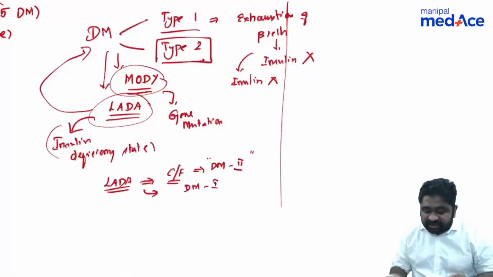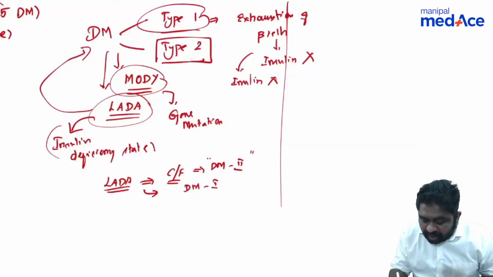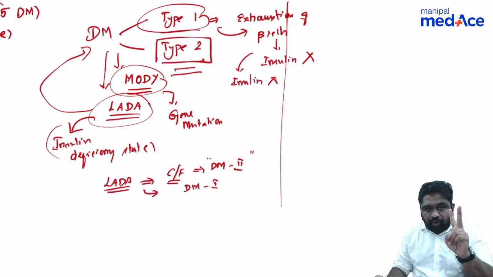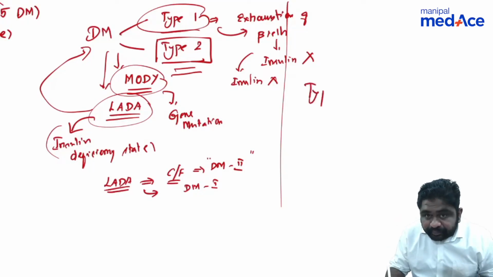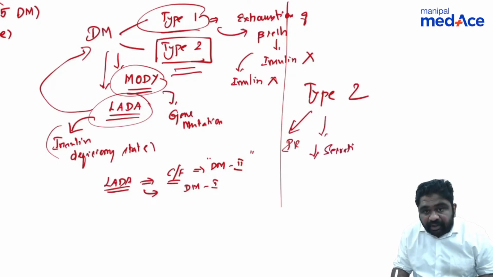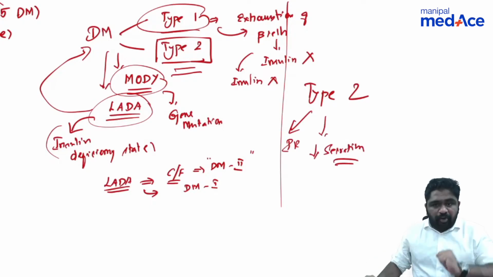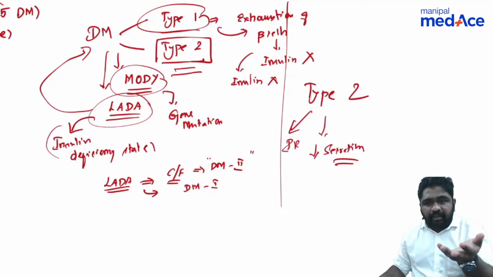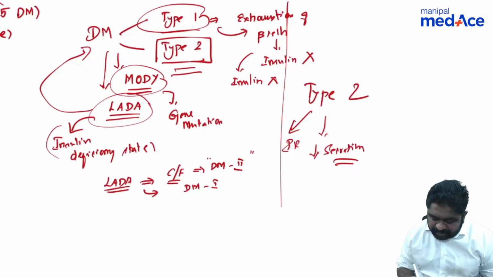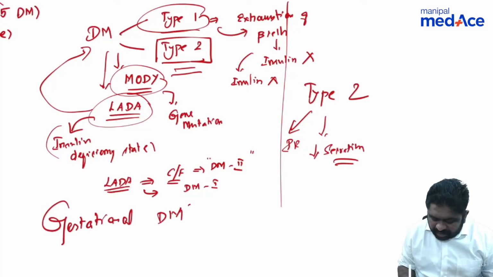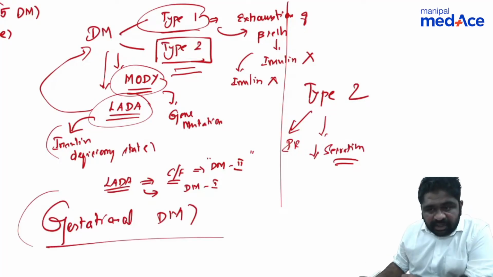Now let me say the classification once again. See, type 1 is exhaustion of beta cells of the pancreas. Insulin levels are lesser. Type 2 can be of two types. What are the two types of type 2? In case of type 2, either there is insulin resistance or there is decreased secretion of insulin. So in both the conditions, you are not able to handle the glucose. You have MODY, which is because of gene mutation. You have LADA, which is actually waiting to become type 1. There is one more type of diabetes mellitus, which is gestational diabetes mellitus.